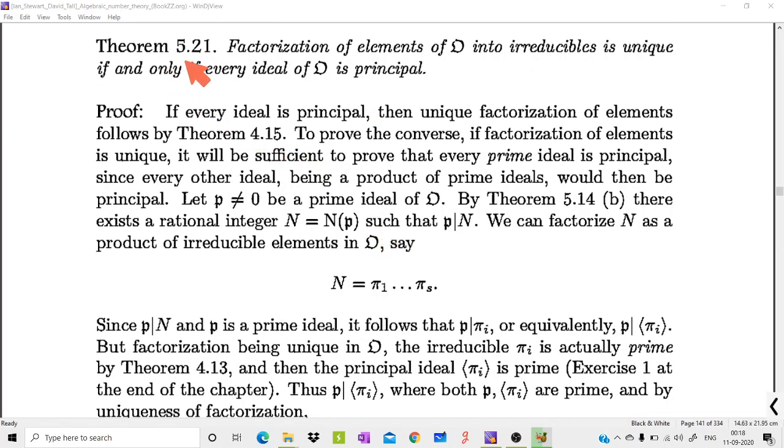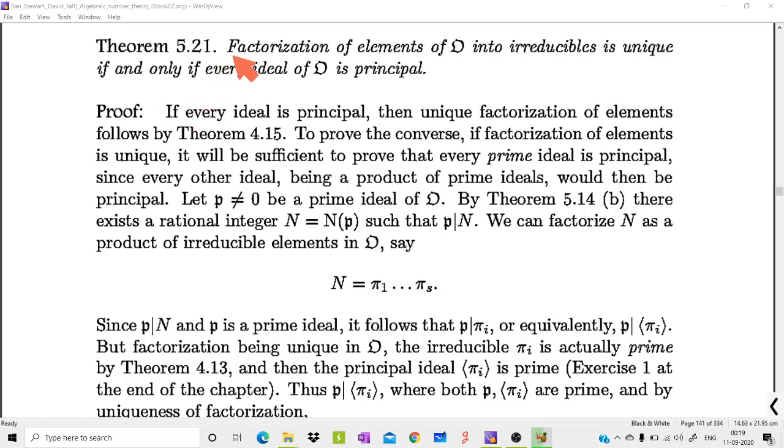Now we can prove theorem 5.21. This is the characterization of unique factorization into irreducibles in O. I think this will be the last theorem of the syllabus. We have one more section in 5.4, but that section doesn't contain any theorem or proof. That is the section which deals with some information regarding the cyclotomic extension.